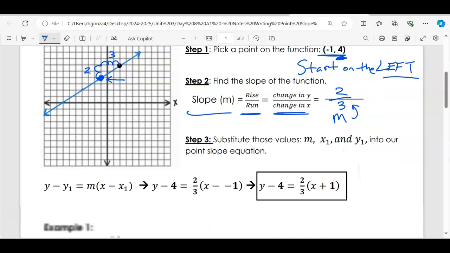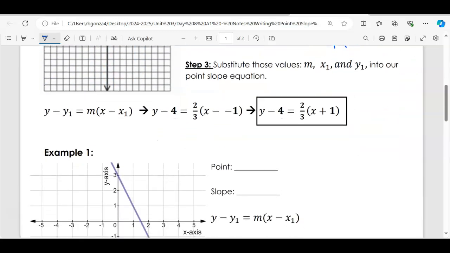Now, for today, we're just going to leave it in that point slope form. In the future, we're going to be able to solve for y. Technically, you should already know how to do it, but we're going to go over that soon, okay? Is everyone still looking over here? Let's look at example 1.